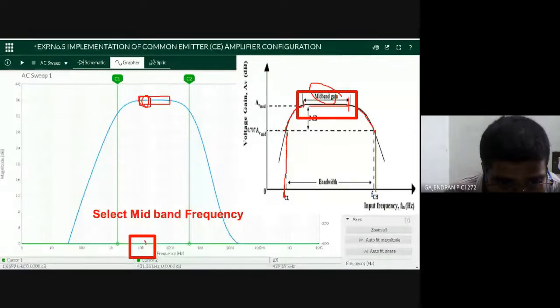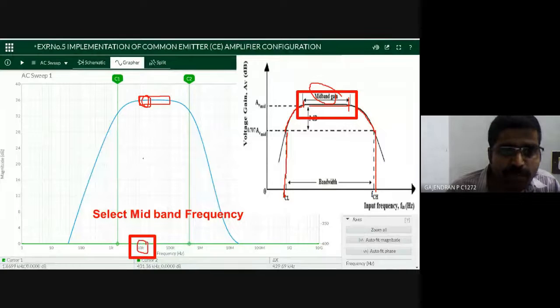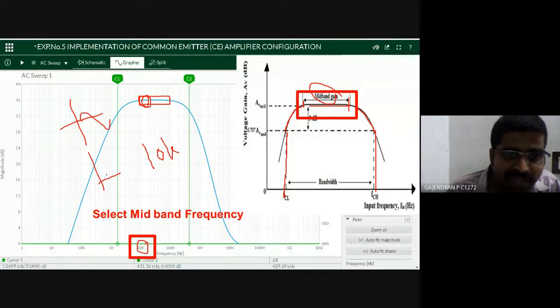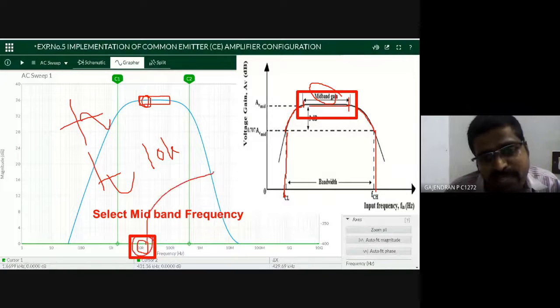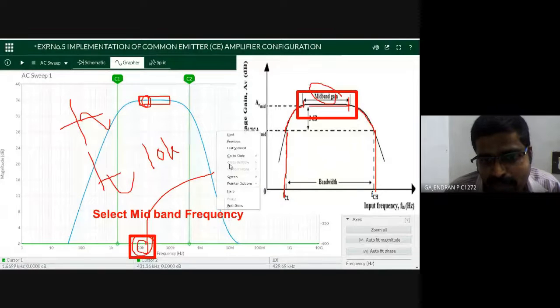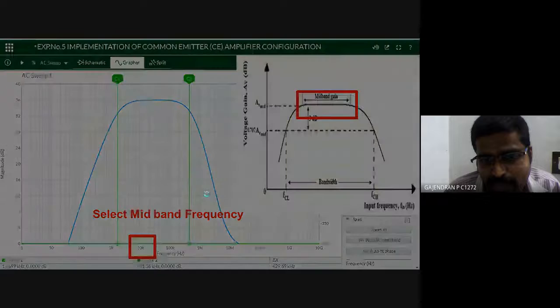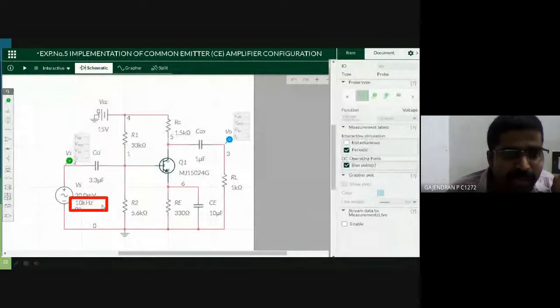Let me choose it as 10 kilohertz. First point, how to draw these two input output waveforms. First point, you need to choose the midband frequency. Simply you take it as 10 kilohertz. Point number 1. Where we are going to set this frequency? Simply you are going to set the frequency over here.